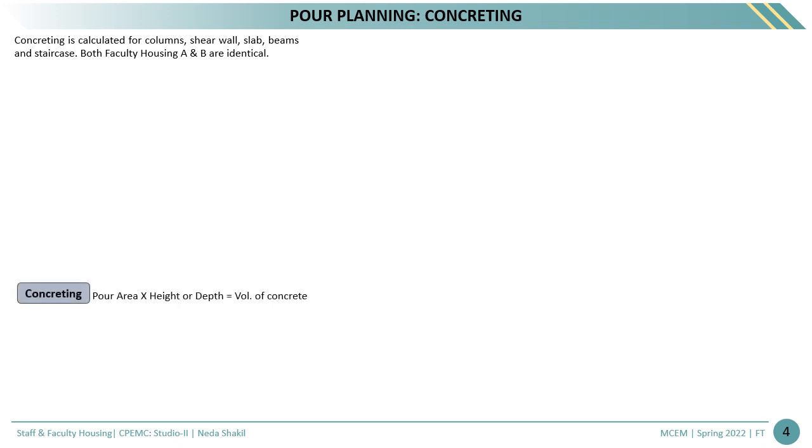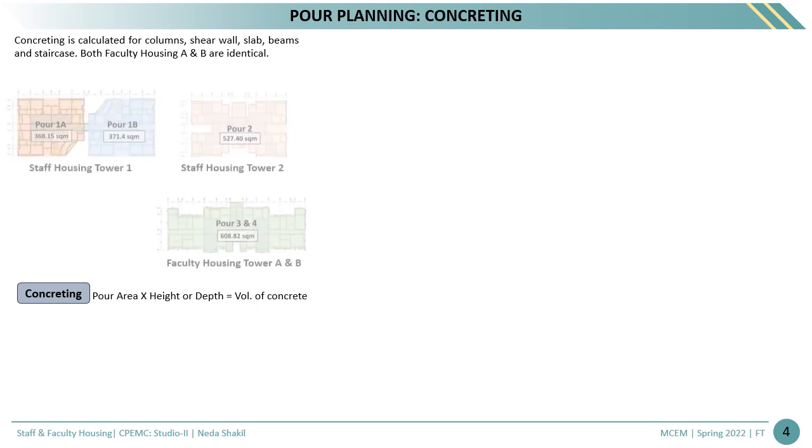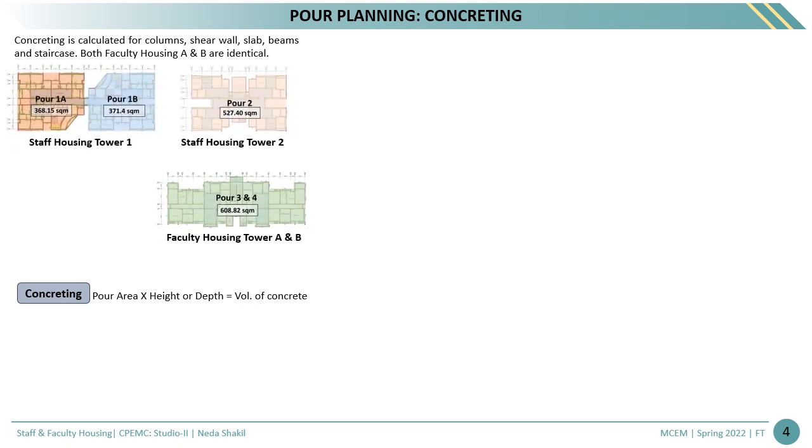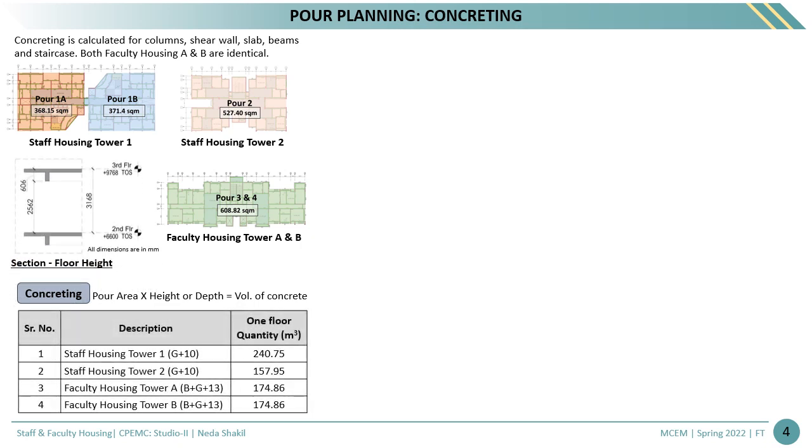Next comes the concrete planning. Concreting is calculated for column, shear wall, slab, beam, staircase, and here the faculty housing Tower A and B are identical. So first we calculated one floor concrete quantity for each tower by multiplying pour areas highlighted in plans with height or depth achieved from the drawings. The calculation is depicted in the left table.